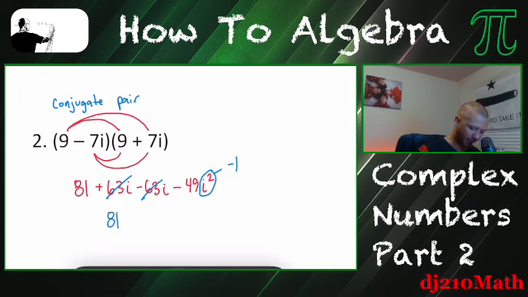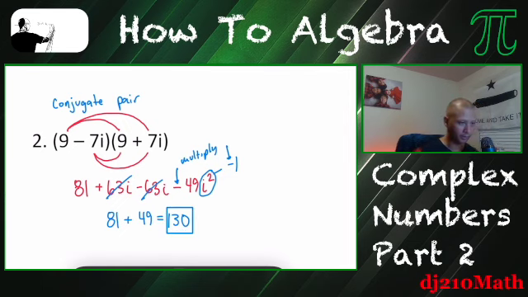Negative and a negative, right? This negative and this negative multiply, so they become a positive. This typically will always happen. So plus 49. So 81 plus 49. 130? Is that true? So 50 plus 80. Yep, 130. So 130 is our answer.